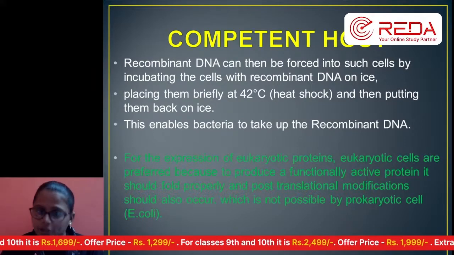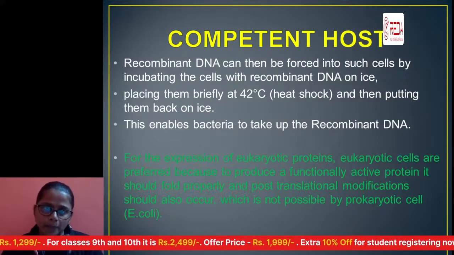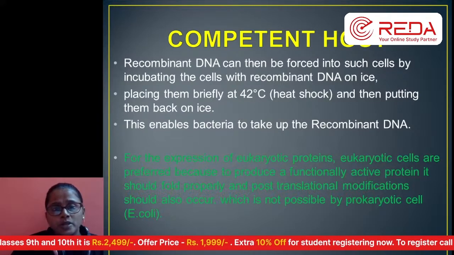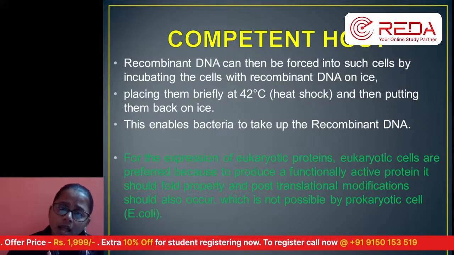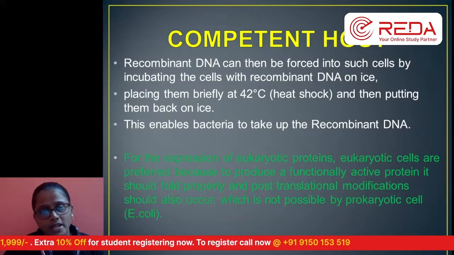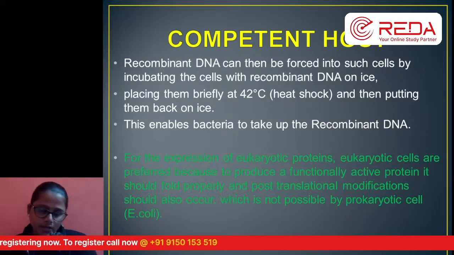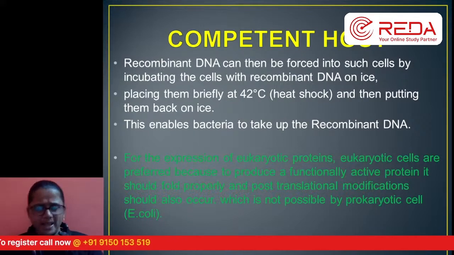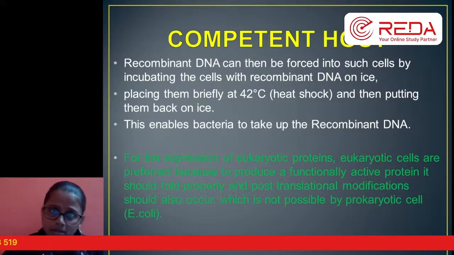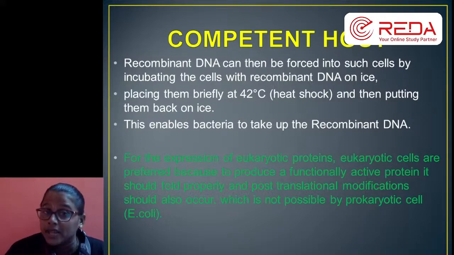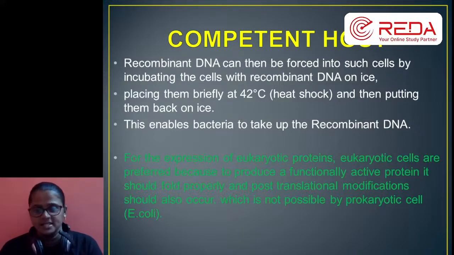What is heat shock actually? Sudden heat and sudden chilling make the pores open up. You put the cells in an incubator with the recombinant DNA, then put them at 42 degrees Celsius, then back on ice. So ice, 42 degrees Celsius, again ice. By doing this, there is a variation in the temperature around the E. coli. This makes them competent, and makes them take the rDNA from the environment.